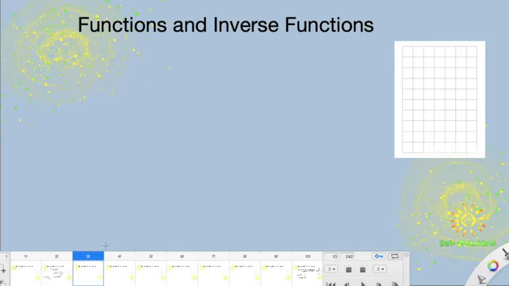I'm going to give you an example to explain what a one-to-one function is. Essentially it's as the English explains: one element corresponds to one element. One element in the domain corresponds to one element in the range. An example is a straight line.